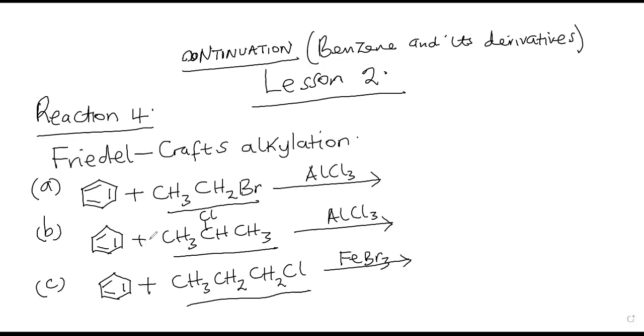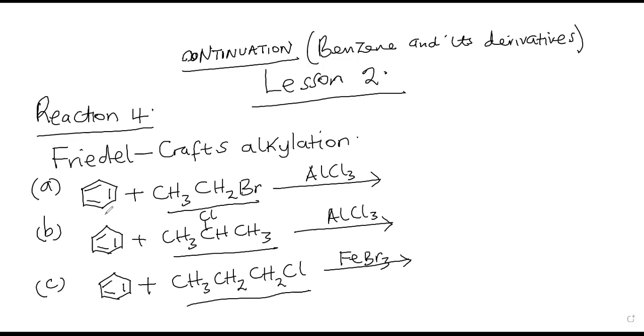Halogen carriers are those substances that can be a compound of aluminum or iron carrying a halogen. The halogen carriers we normally use are anhydrous aluminum chloride or anhydrous iron(III) bromide, and these halogen carriers act as catalysts in alkylating benzene.